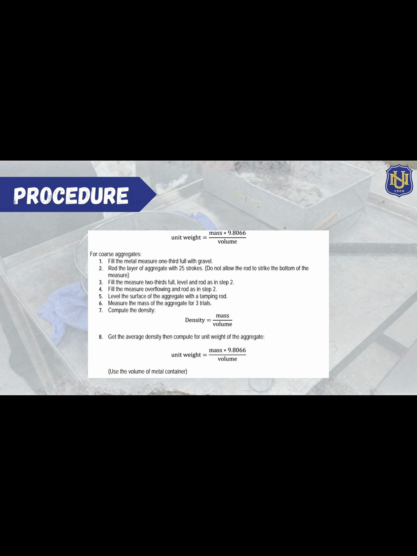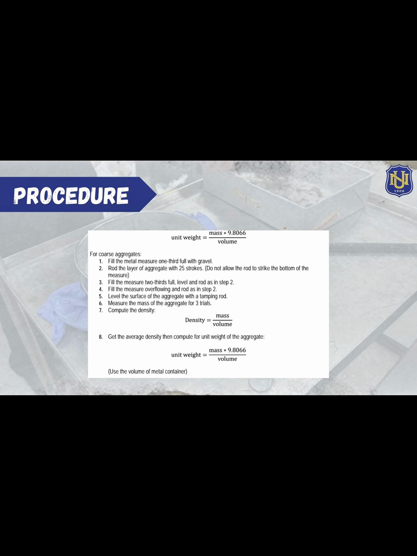Procedure for coarse aggregates. For coarse aggregates, the metal container was first filled 1/3 full with gravel. The gravel layer was compacted using 25 strokes of the tamping rod without striking the bottom of the container. Next, the container was filled up to 2/3 full and compacted again. After that, the container was filled overflowing and rodded once more.